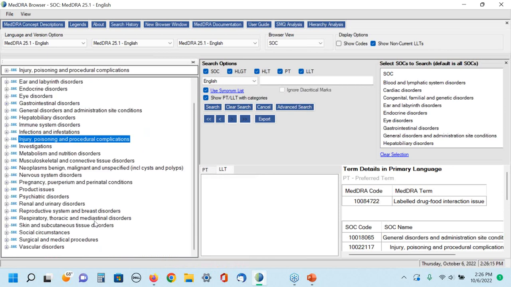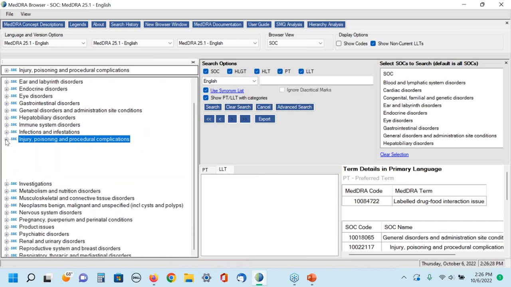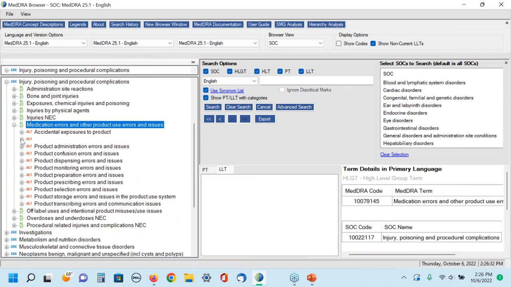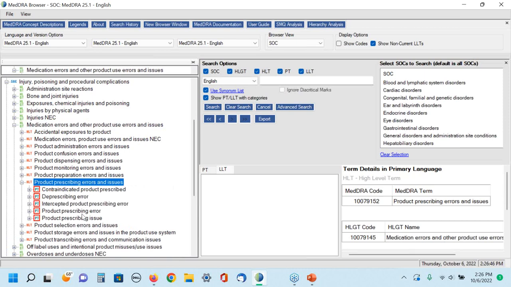I'll collapse that, and now let's think about the second part, which is easier and which most of you landed on, which is that this was a contraindicated drug that was prescribed. It didn't say it was actually given, but the question becomes, where do we go to find that? Usual place. And this was already open from the last time. But product prescribing errors and issues. Open that up.